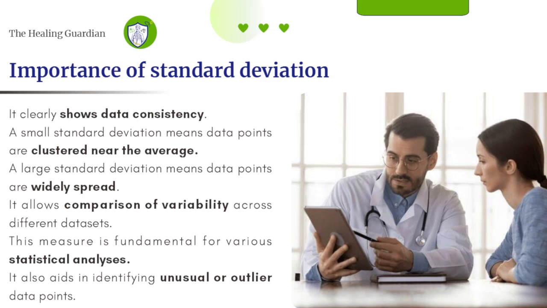Number two, it shows you the spread. A small standard deviation means that the data points are clustered near the average, because their distance from the mean is little. That is what you call a small standard deviation, meaning most of them are close to the average. If you have a large standard deviation, the data points are widely spread.